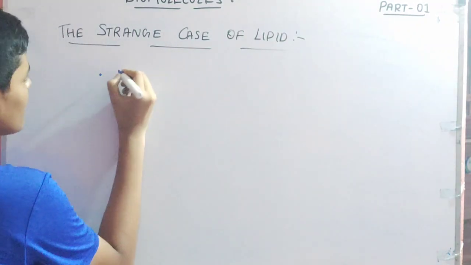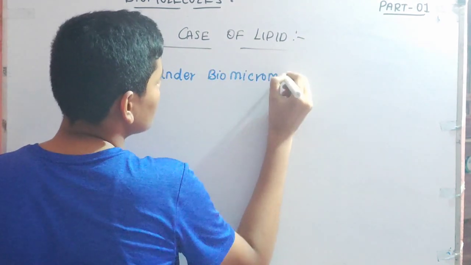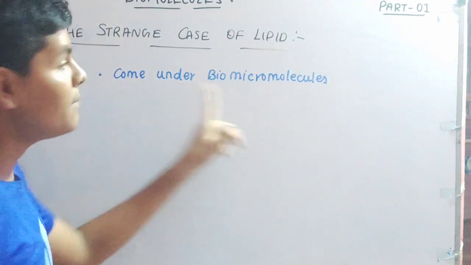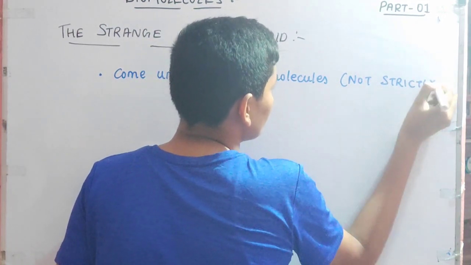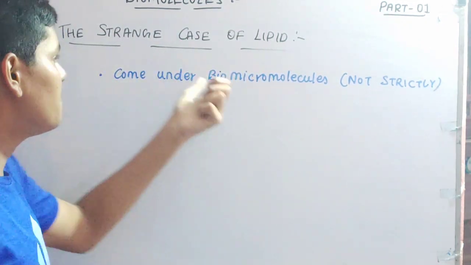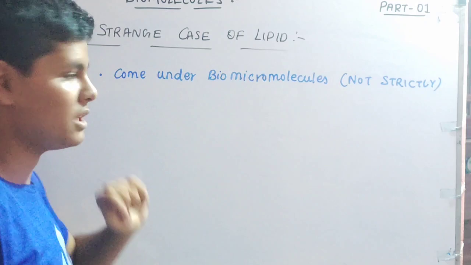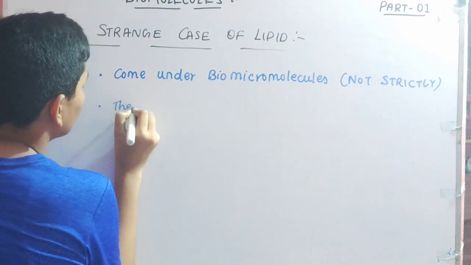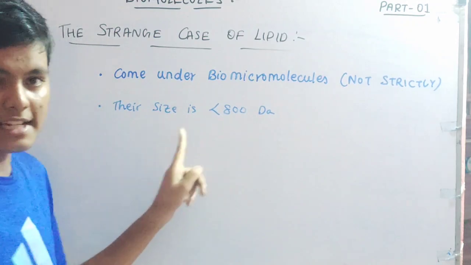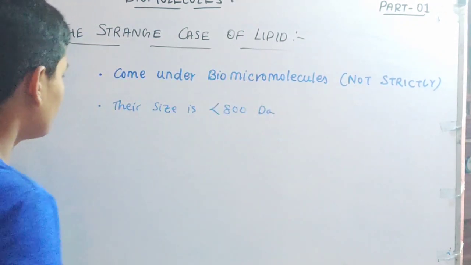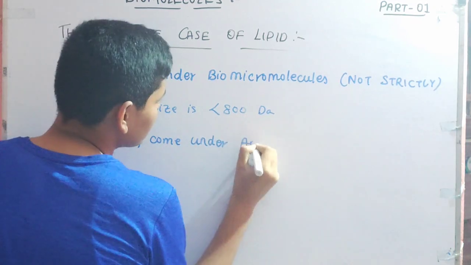First of all, fats come under biomicromolecules, but not strictly. Suppose they ask a question that lipids are what, and in the options they give both biomicromolecules and biomacromolecules, we will preferably go with biomicromolecules. Why? Because their size is less than 800 daltons, so they are supposed to be biomicromolecules, but they come under the acid insoluble pool.